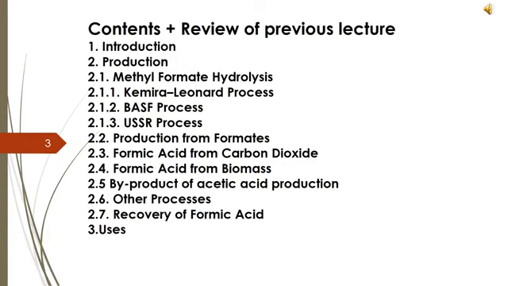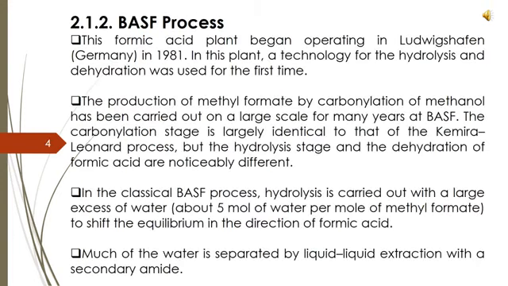This was all the review, so that we can easily understand the next processes, the two processes which we'll be discussing in the next slides, the BASF process and the USSR process. This formic acid plant began operating in Ludwigshafen, Germany in 1981. In this plant, a technology for the hydrolysis and dehydration was used for the very first time.